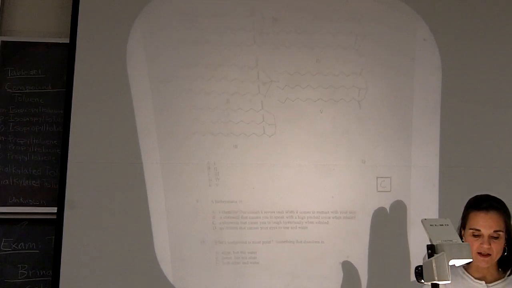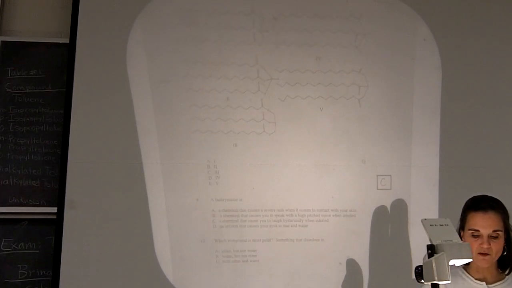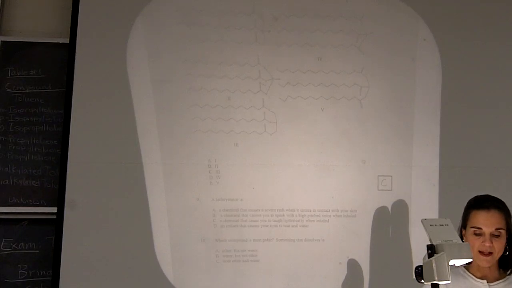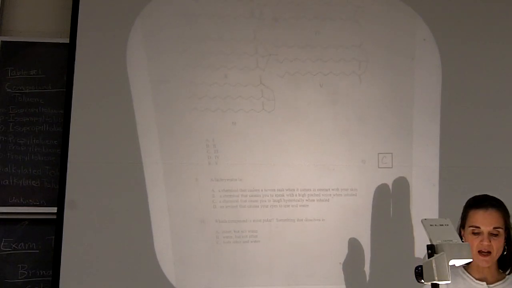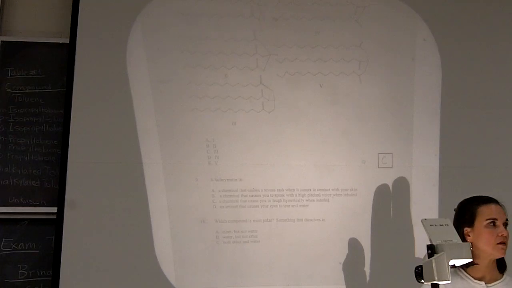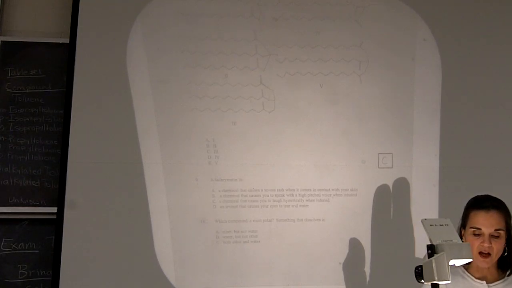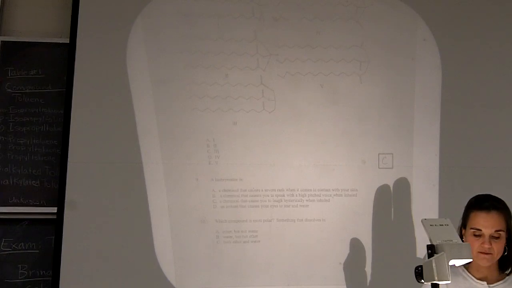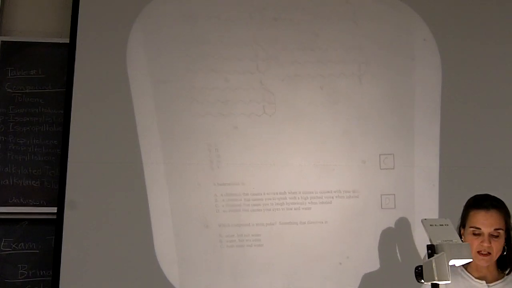A lacrimator is a chemical that causes a severe rash when it comes in contact with your skin. No. A chemical that causes you to speak with a high-pitched voice when inhaled. No. A chemical that causes you to laugh hysterically when inhaled. No. An irritant that causes your eyes to tear and water. Yes. So answer is D.